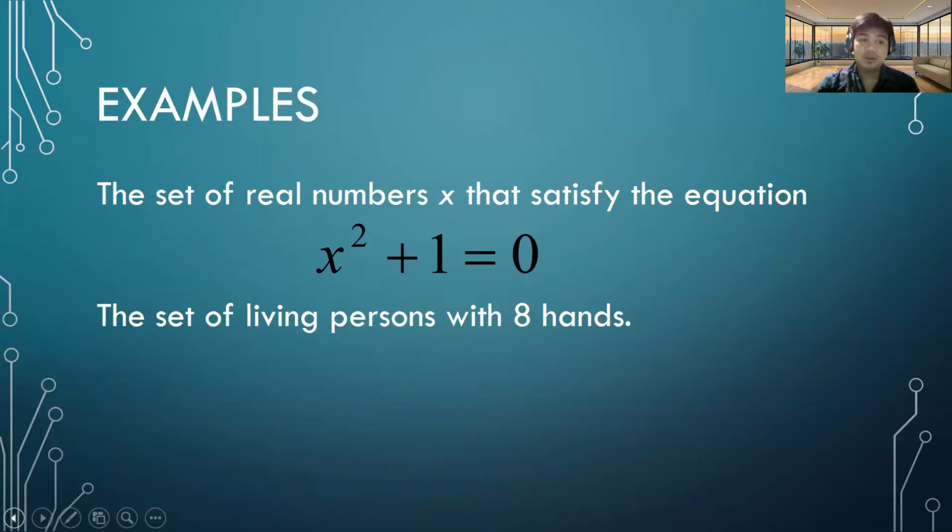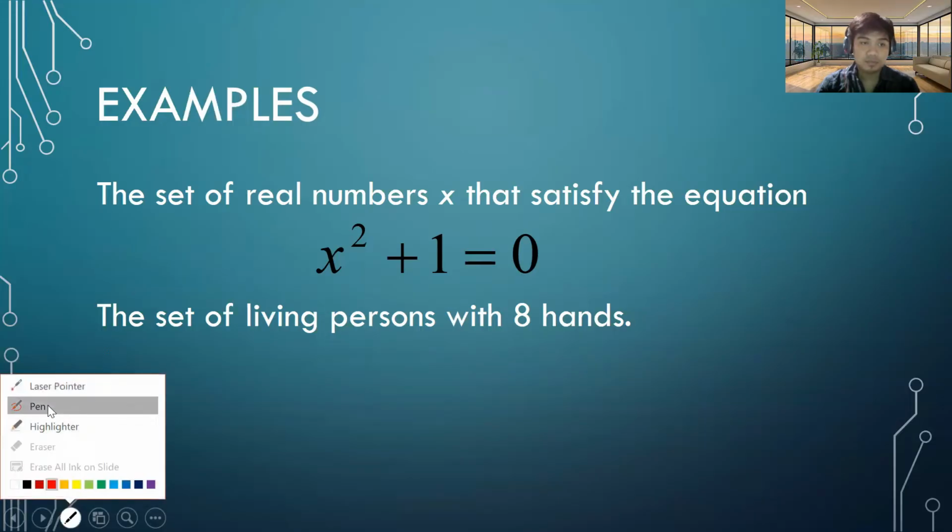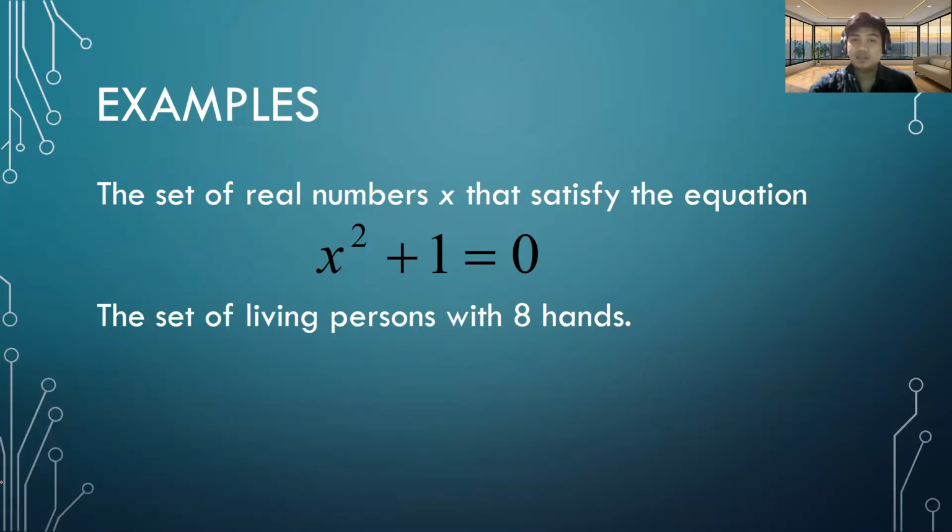Kasi if we are going to simplify and get the solution of this equation, so we have x squared plus 1 is equal to 0. So we have x squared is equal to negative 1. Then we are going to square root both sides. This will give us x is equal to square root of negative 1. And square root of negative 1 is equal to i, imaginary number i. x is equal to imaginary number i.